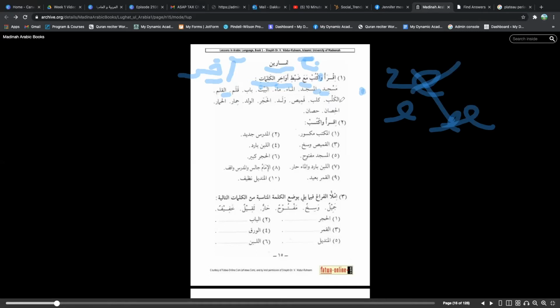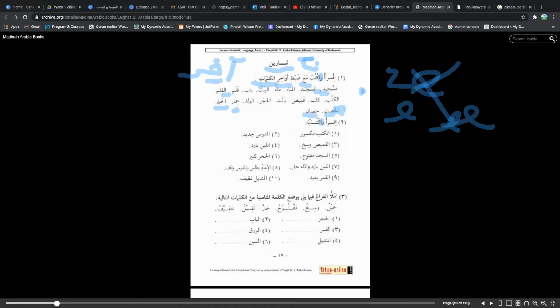And likewise, you continue: al-kalbu, kalbun, qamisun, waladun, al-hajaru, al-waladu, himarun, al-himaru, al-hisanu. Why is it al-hisanu? Because this right here, it's mu'arraf, it's definite, it's the horse. Al-hisanu. Hisanun, why? Because it's nakira, it's a horse.